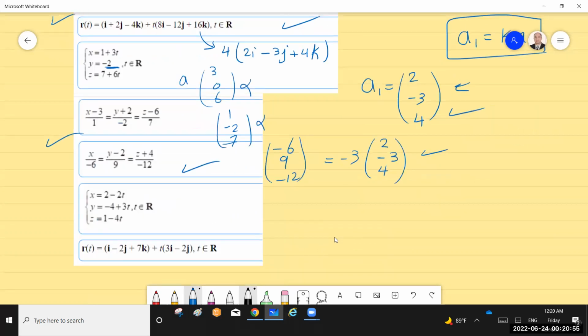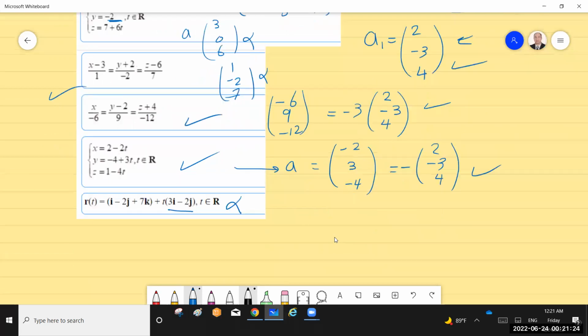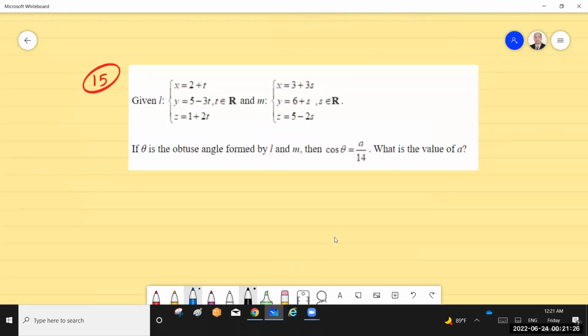Also here, the direction vector a, or just name it v, or whatever you want, is negative 2, 3, and negative 4. It's the same as this one but different in sign. If you take negative 1 outside, you have the same vector. No problem, this is parallel, opposite direction, but the same. This also is parallel. Here, the coefficient of the parameter, 3i minus 2, is not parallel. Okay. Last question I have today.